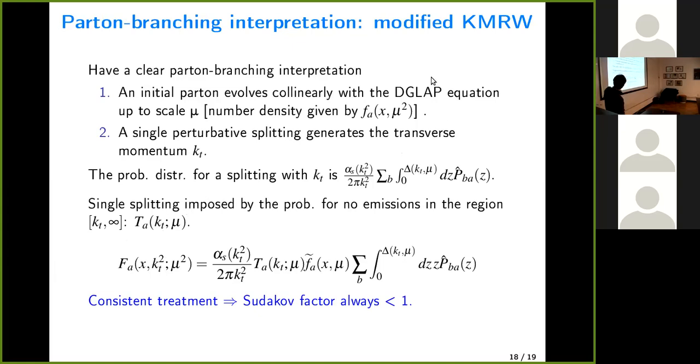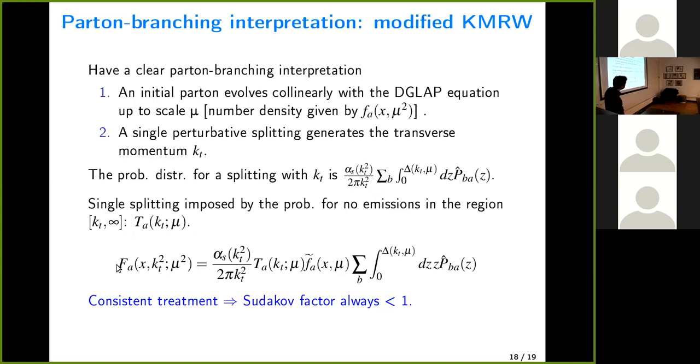And that's all. So if you put everything together, all this probability distribution together, you have the number of partons multiplied by the probability to generate the transverse momentum kt, multiplied by the probability for no emission between kt and infinity, and you get exactly the expression I had for the integral definition of the new KMR PDF.